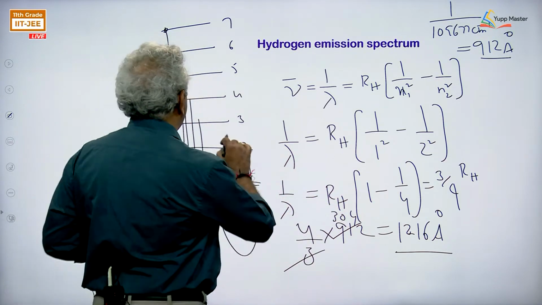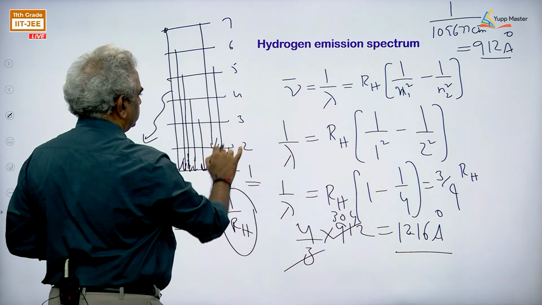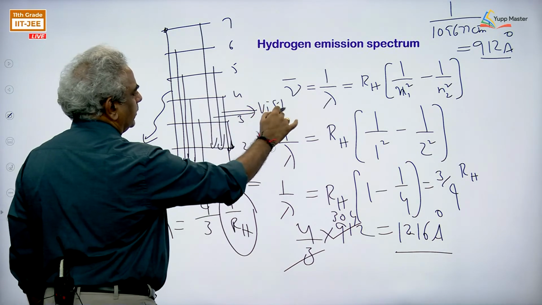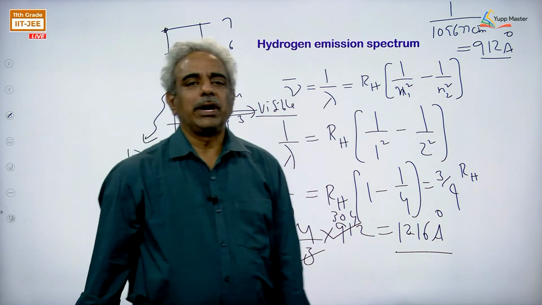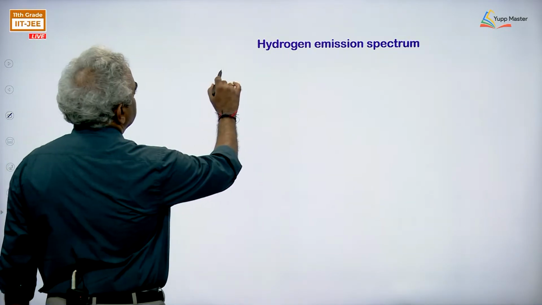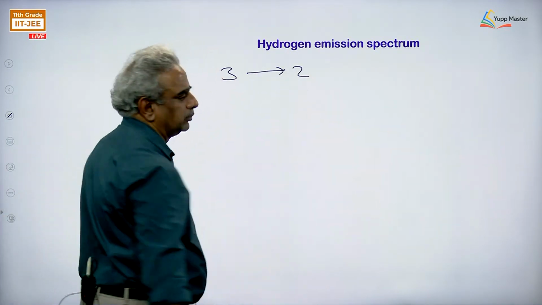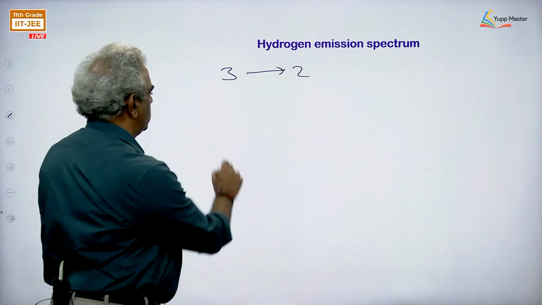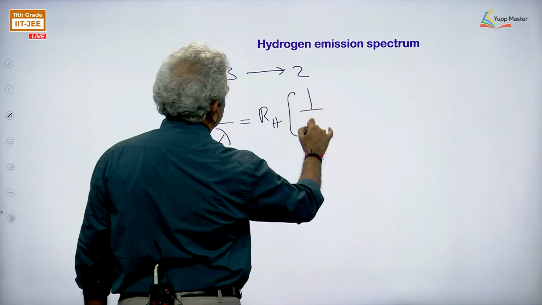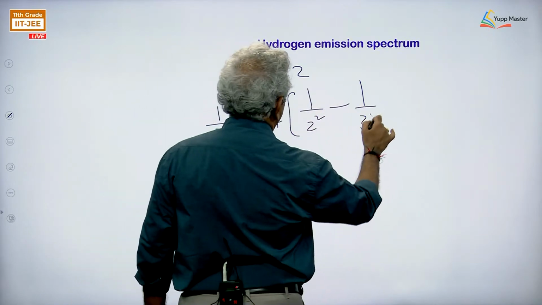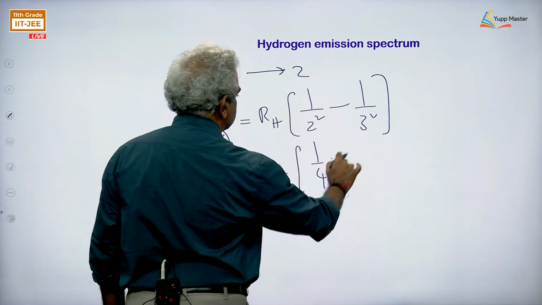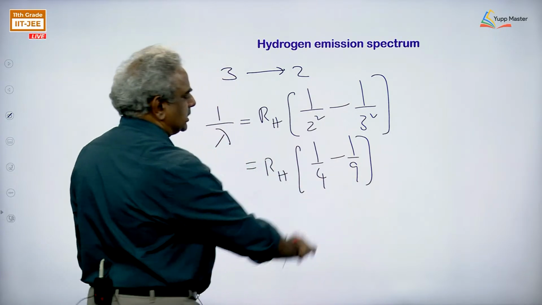And if electrons are falling into 2, all these radiations will give visible light. How do you say you will get visible light? Let us see. Suppose an electron is jumping from the third state to the second state. So, 1/λ equals RH into (1/2² − 1/3²). So, RH into (1/4 − 1/9). So, this is 36 LCM.